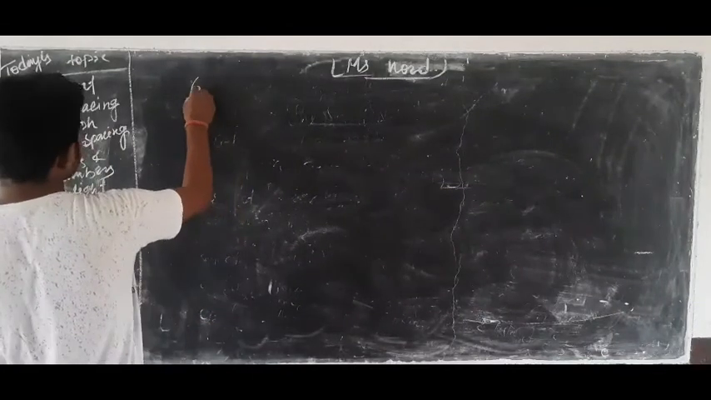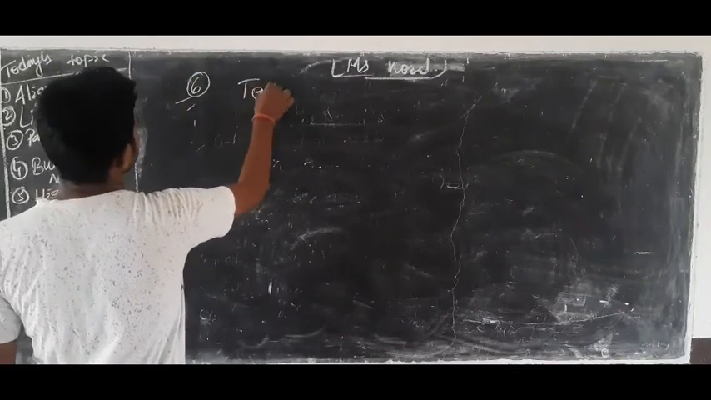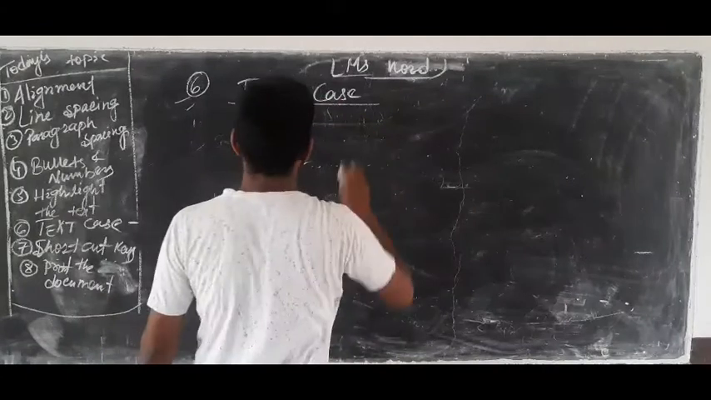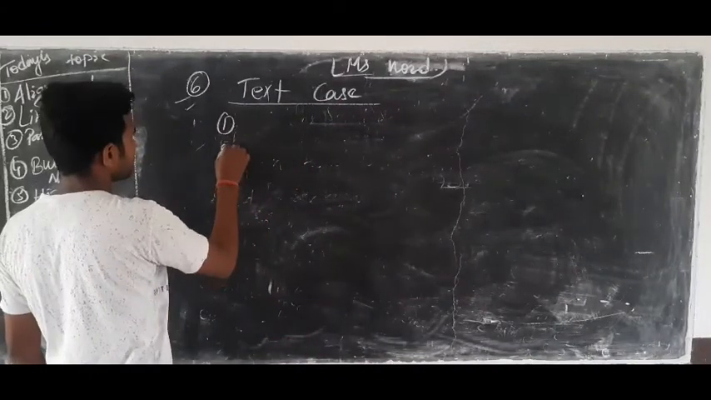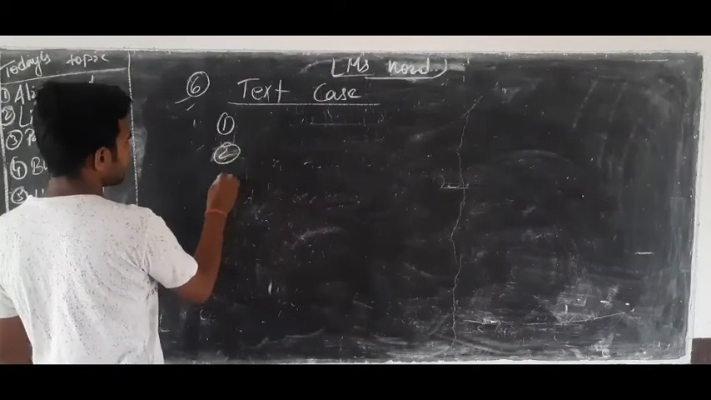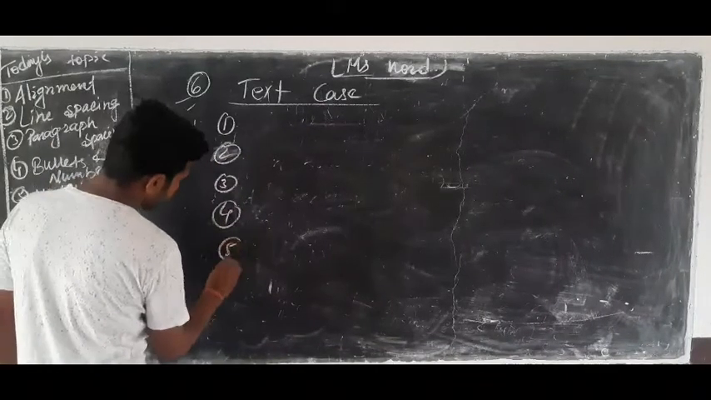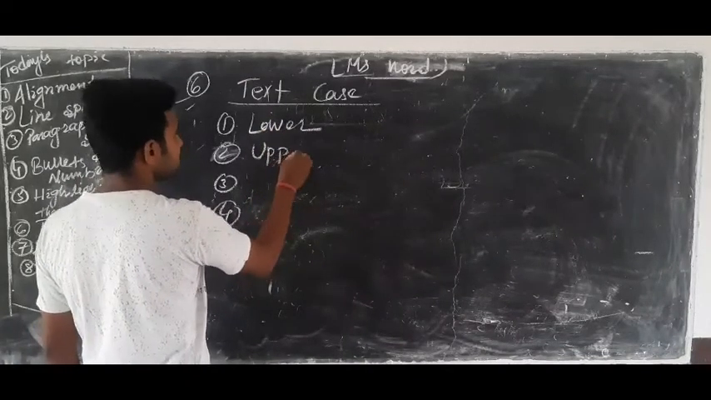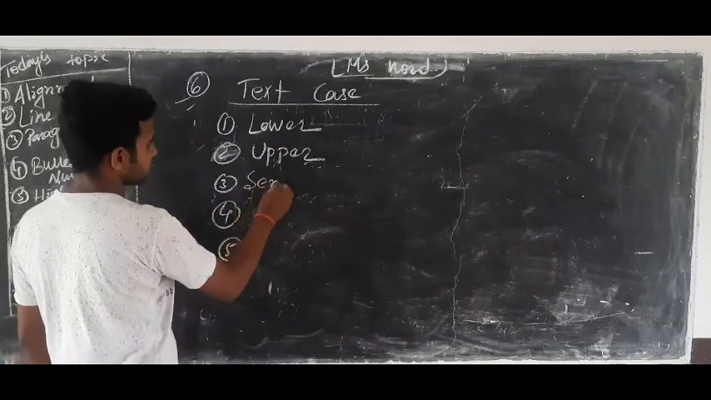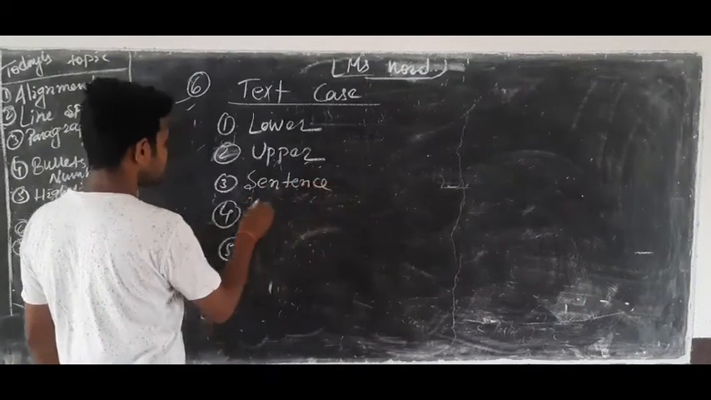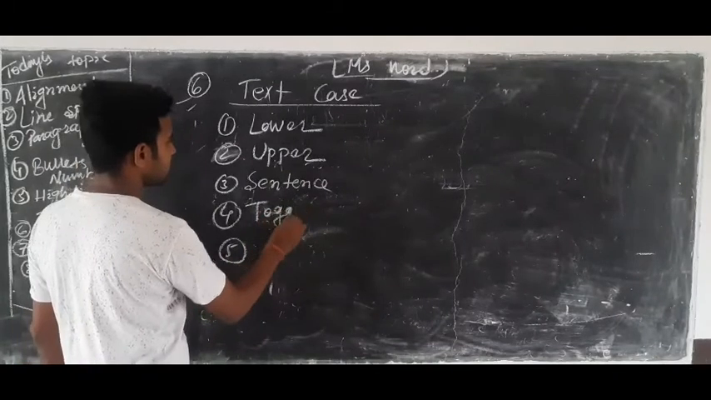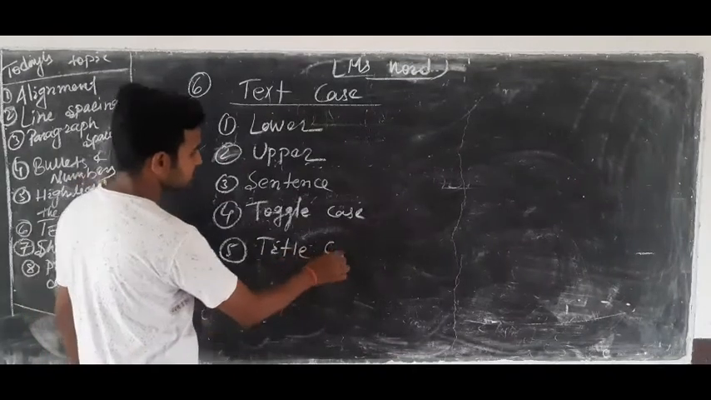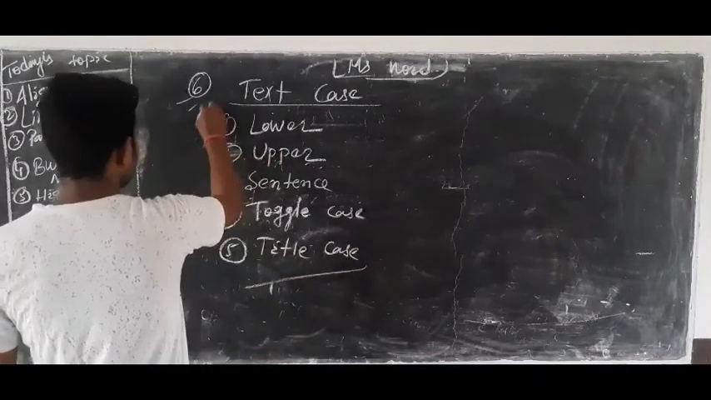Next, number six, text cases. Text case has five types. First, lower case. Second, upper case. Third, sentence case. Next, toggle case. And next, title case. So these are the five cases.